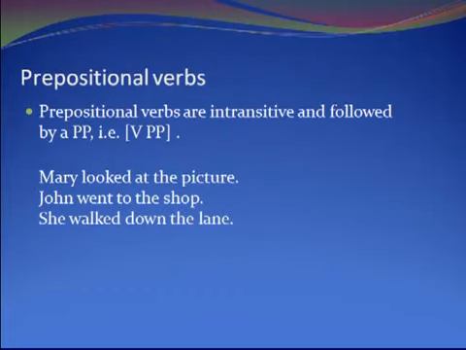A second type of intransitive verb are prepositional verbs. Now they are intransitive, but they're followed by a prepositional phrase. So, the subcategorization frame would specify that it's a verb with a prepositional phrase. So that's what's needed inside the verb phrase. So if you look at these examples, Mary looked at the picture, you look at something, and that's specified by the prepositional phrase.